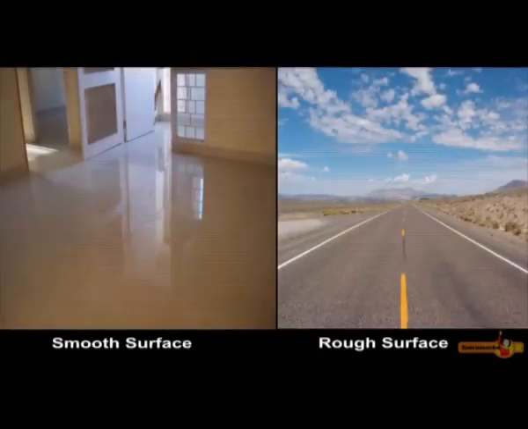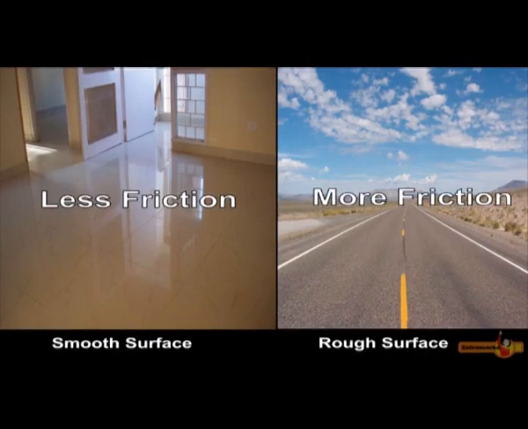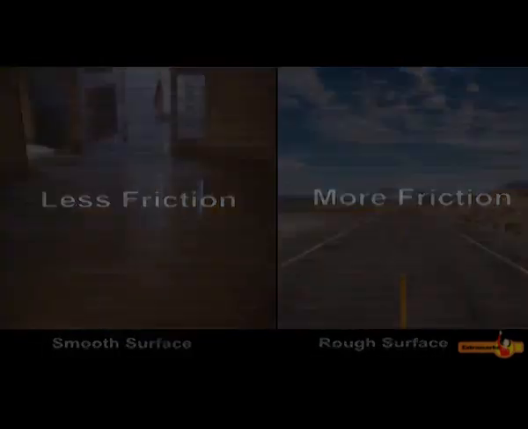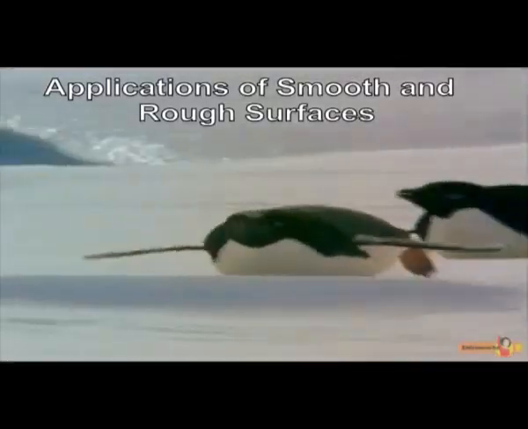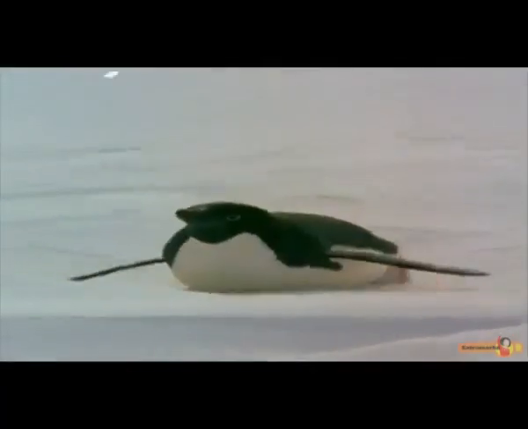Smooth and rough surfaces. The frictional force depends on intermediary surfaces. A smooth surface offers less friction, whereas a rough surface offers more friction. Here, we can see a penguin sliding on snow, which is a smooth surface that offers less friction. People use skating shoes to glide over the snow.